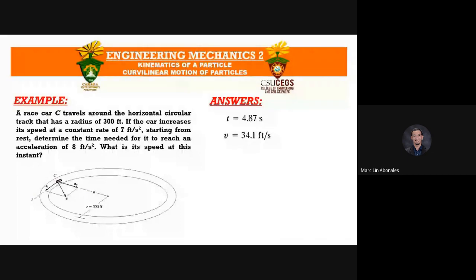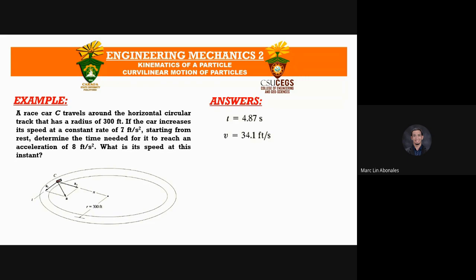Okay, so for the second example for the normal and tangential, the problem is a race car C travels around the horizontal circular track that has a radius of 300 feet. And if the car increases its speed at a constant rate of 7 feet per second squared, starting from rest, determine the time needed for it to reach an acceleration of 8 feet per second squared. And also we need to determine the speed at this instant.